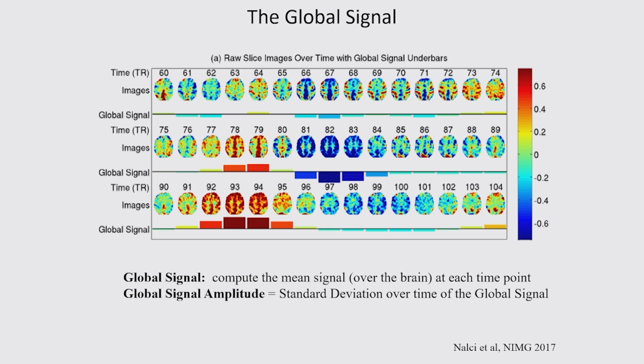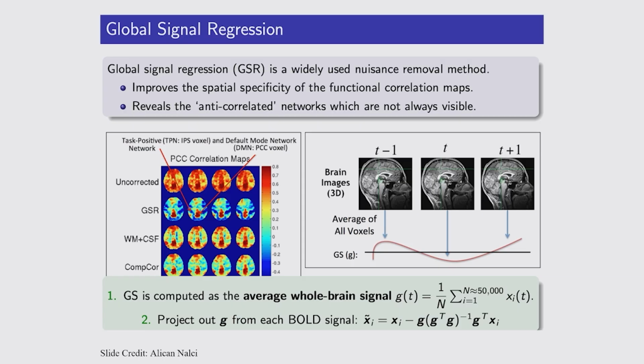And then another term we'll use is global signal amplitude. It's just a measure of how large the global signal is. For today, we'll just use the standard deviation over time. There are other metrics you could use if you wanted to. Okay, and so what is global signal regression? We compute the global signal as we just talked about. It's the average whole brain signal. And then we simply project this global signal out of every voxel's BOLD signal. And essentially, it's just this one line of code. So one line of, say, MATLAB or Python code can totally change your results. Okay?